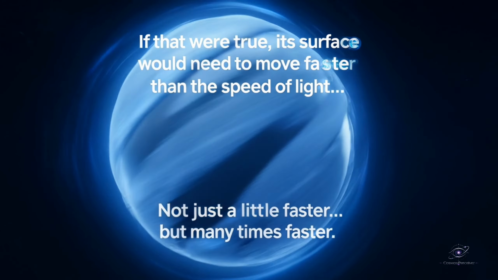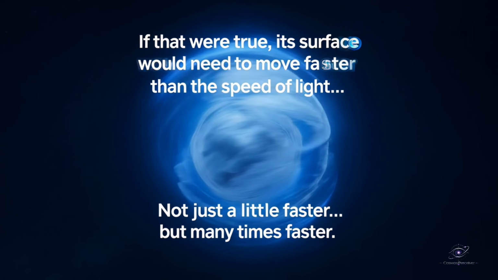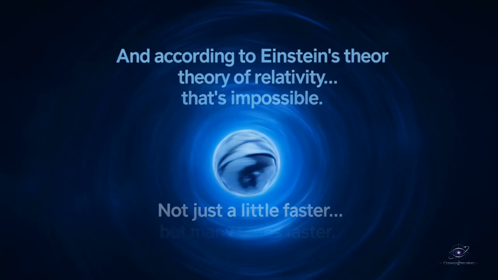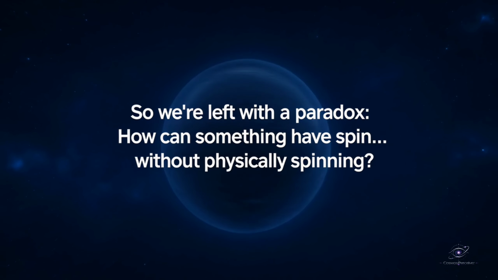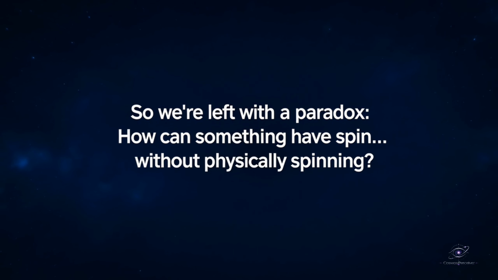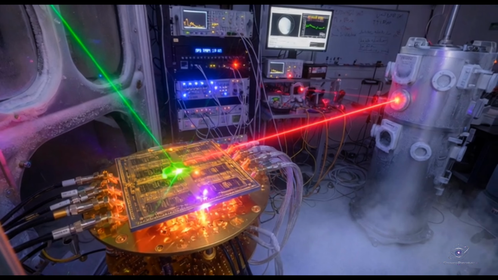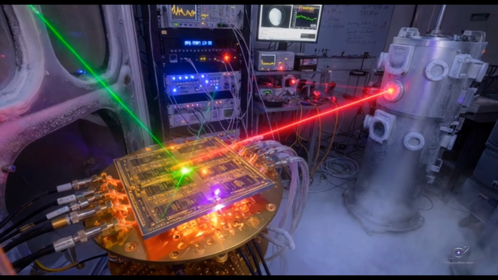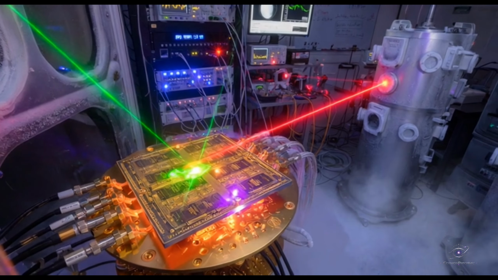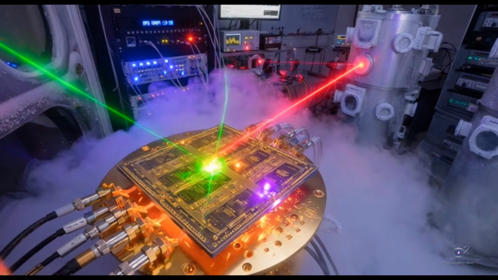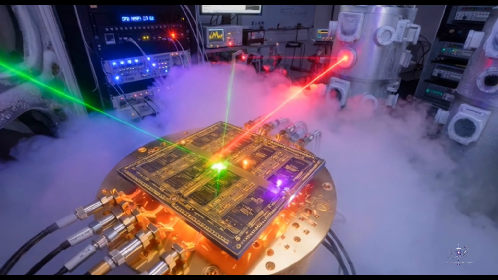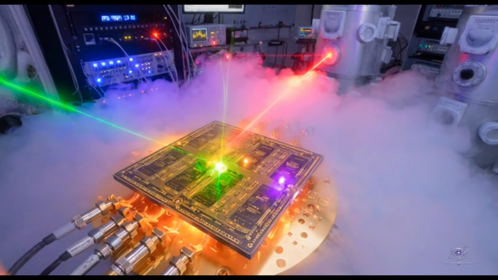Let's assume, for a moment, that the electron really is a tiny spinning sphere. If that were true, its surface would need to move faster than the speed of light. Not just a little faster, but many times faster. And according to Einstein's theory of relativity, that's impossible. So we're left with a paradox. How can something have spin without physically spinning?